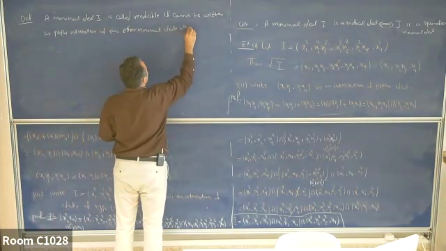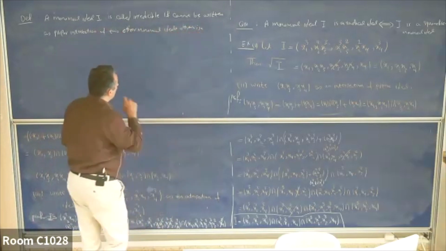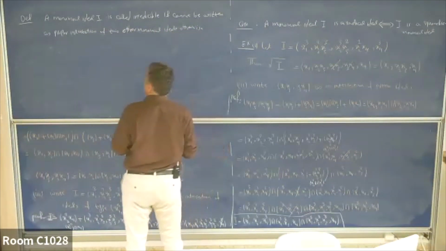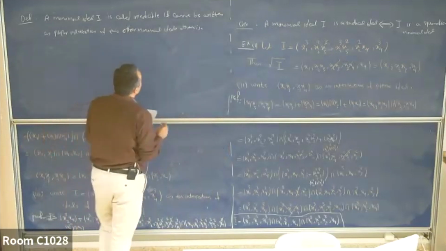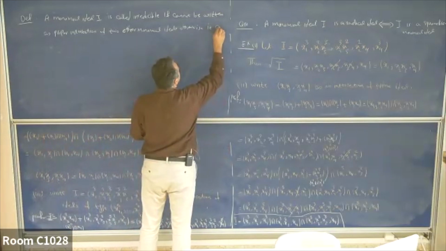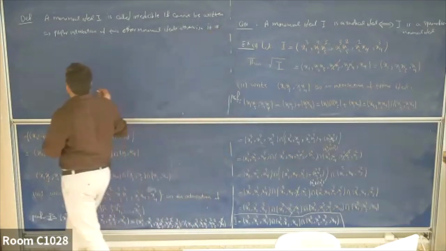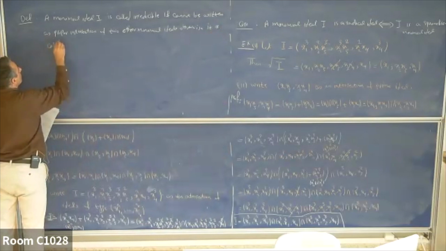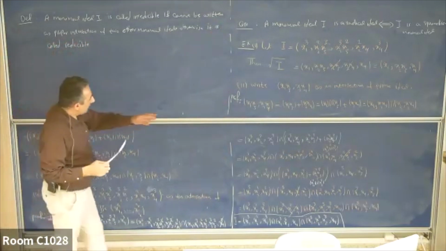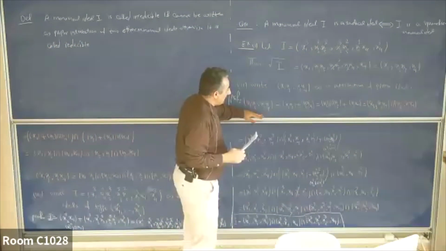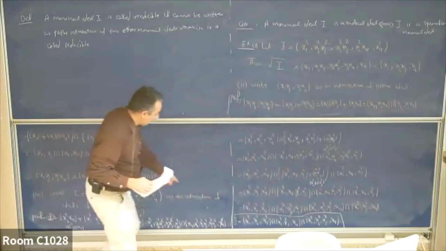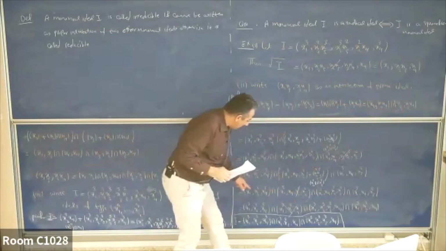Otherwise, if I can be written as an intersection of two proper monomial ideals, then it is called reducible. In the previous example, this ideal is reducible, written as an intersection of two bigger ideals. And in here, this ideal is reducible. I is an intersection of three ideals.